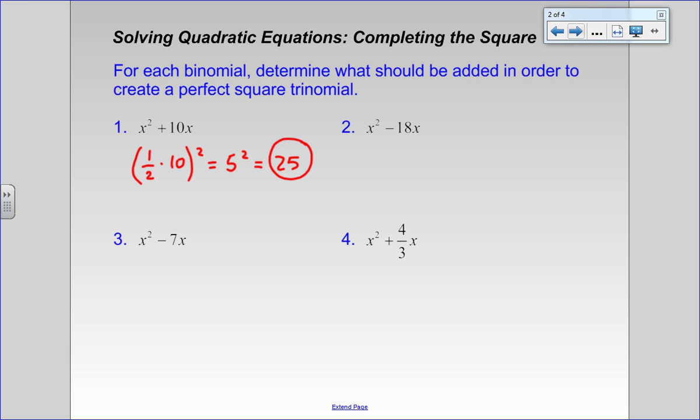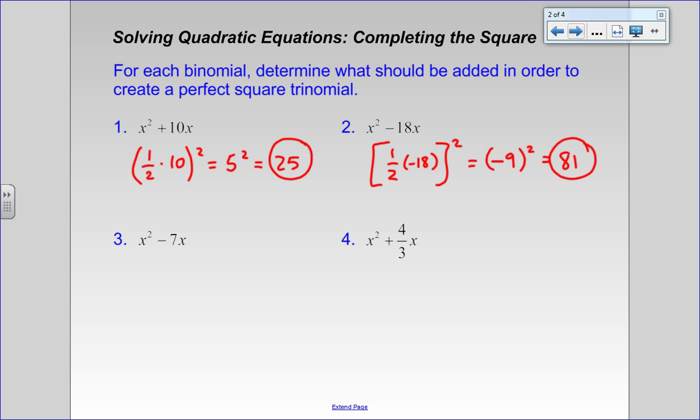Let's move to the second example, x squared minus 18x. Once again, to complete the square, we will find half of negative 18, which is the coefficient of x, and then we need to square the result. Half of negative 18 is negative 9, and negative 9 squared is 81. So to complete the square on that binomial, we would need to add 81.